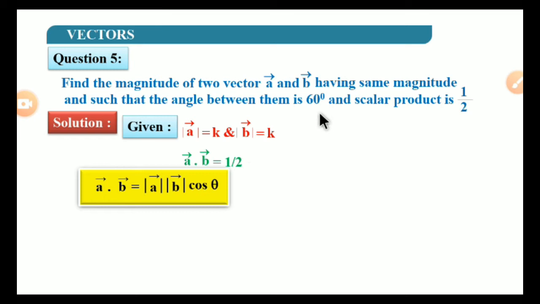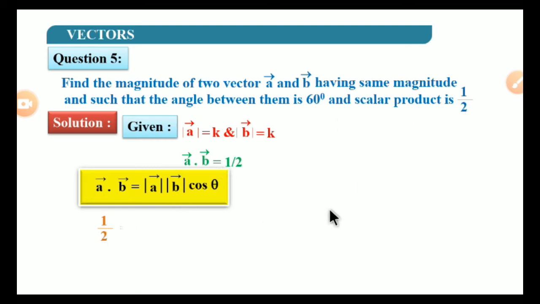Here both are having the same magnitude, so I am going to take magnitude of A is equal to K and also magnitude of B is equal to K here. So A dot B is equal to 1 by 2 is given. A dot B is equal to magnitude of A times magnitude of B into cos theta. This is the definition of the dot product of two vectors.